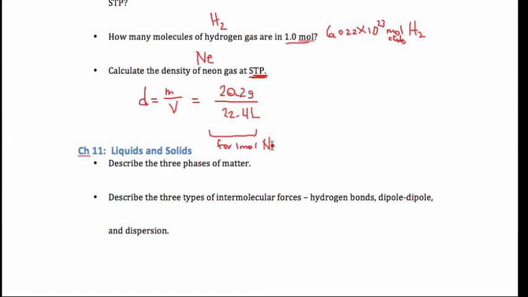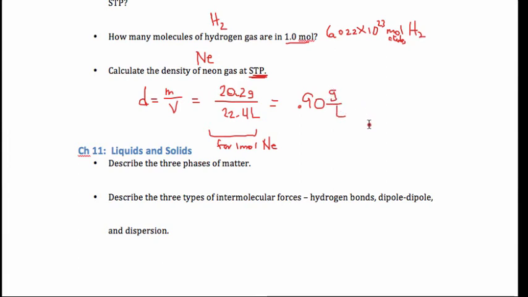For 1 mole of neon, this is true. Well, density would be consistent throughout wherever you would find neon. At a certain temperature, you would have the same density. We find out that it's 0.90 grams per liter is the density of neon.